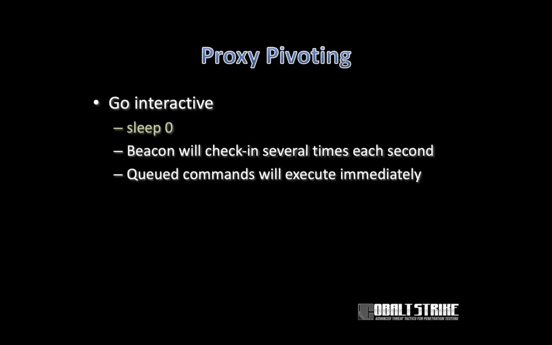When you're using your beacon communication path as a proxy to relay traffic into your target network, it is important that your beacon is checking in as often as possible. The delay between each beacon check-in will introduce latency in your proxy pivoting traffic. To make your beacon session interactive, use the sleep 0 command in the beacon console. This will ask beacon to check in several times each second, giving you the best performance when you are doing proxy pivoting.